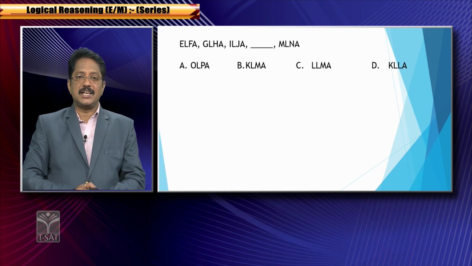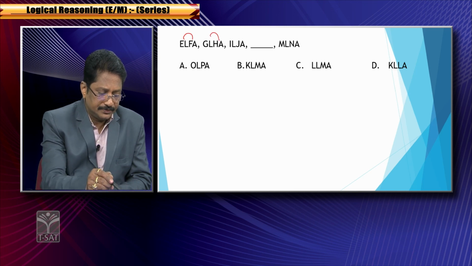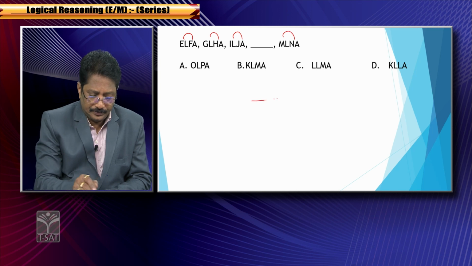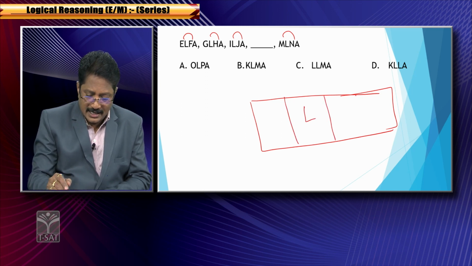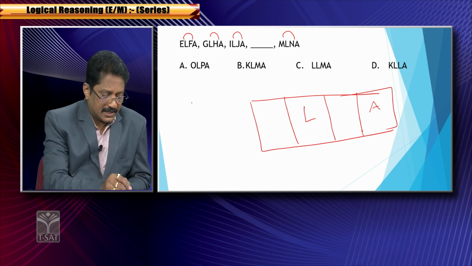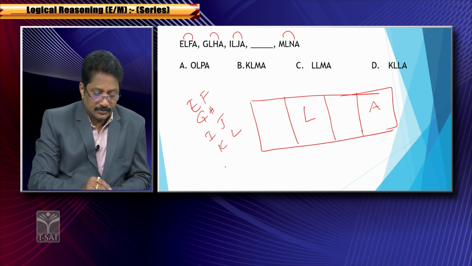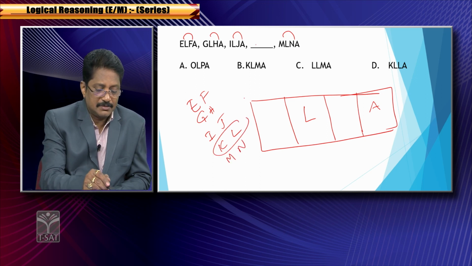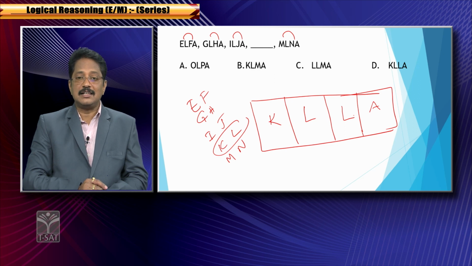When you observe it, here it is very clear: the second and fourth letters are the same. When you consider these letters, there are four positions. Second and fourth are the same, so LA. Next, if you see the first and third, EF, GH, IJ, KL, correct, MN. So which is missed? KL is missed here. K will be in the first position, L will be in the third position. So KLLA is the answer.